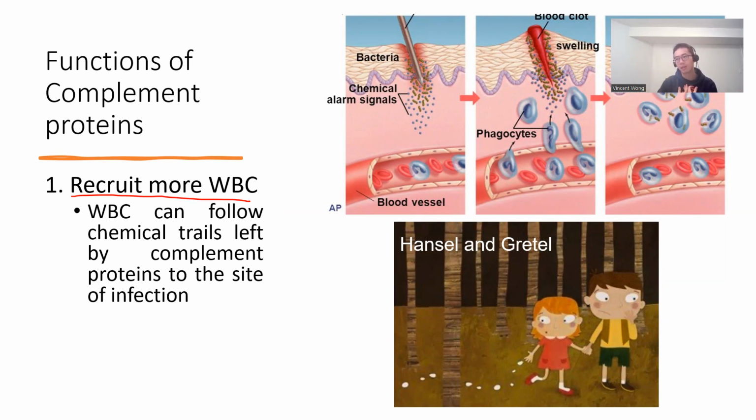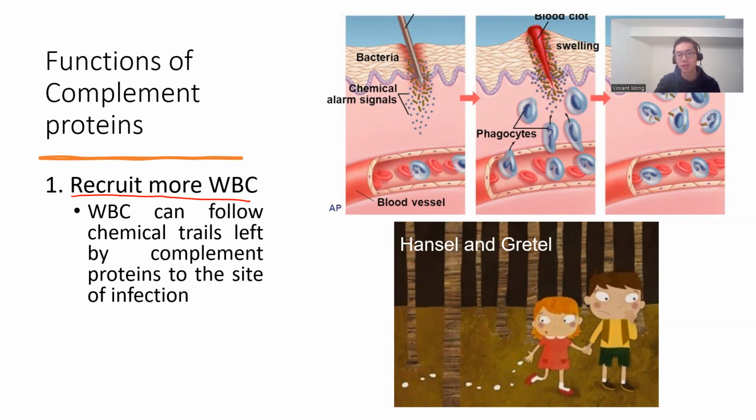And suppose I'm a white cells that is freshly made. I came out of the bone marrow. How do I know where to go? The body is so big. How do I know where the infection is, right? So it turns out the complement proteins, they will leave a chemical trail for the white cells to follow. Okay? It's kind of like, the Hansel and Gretel story, right? Where they leave some breadcrumbs so that they could follow the trail, right?